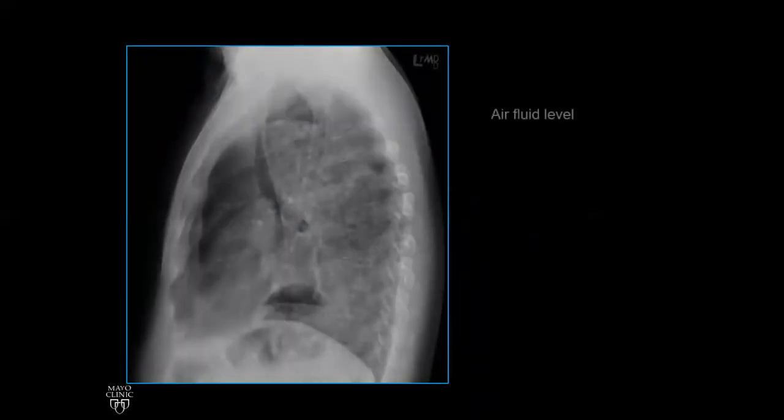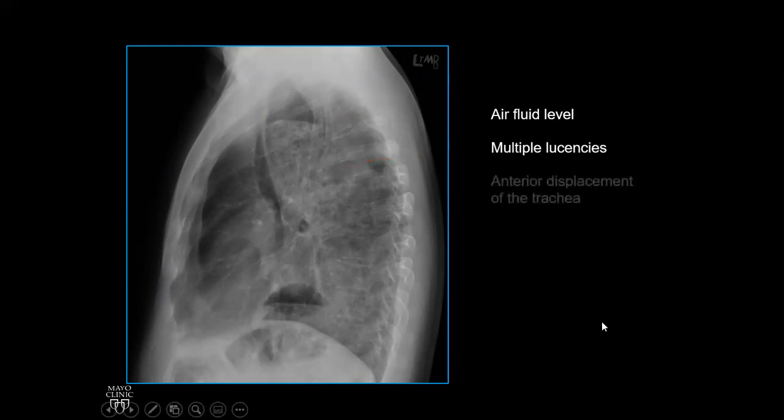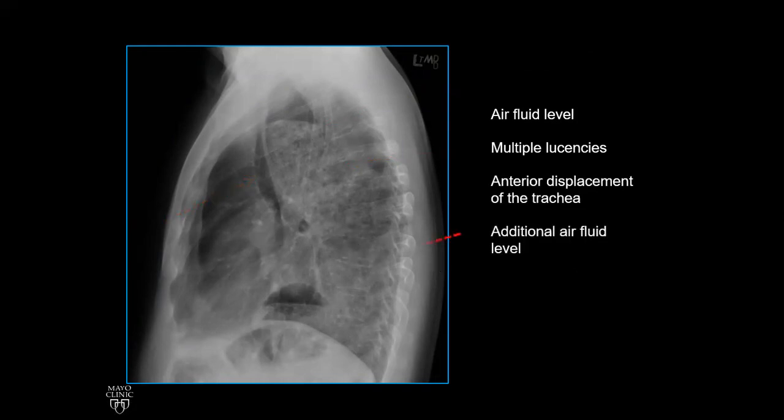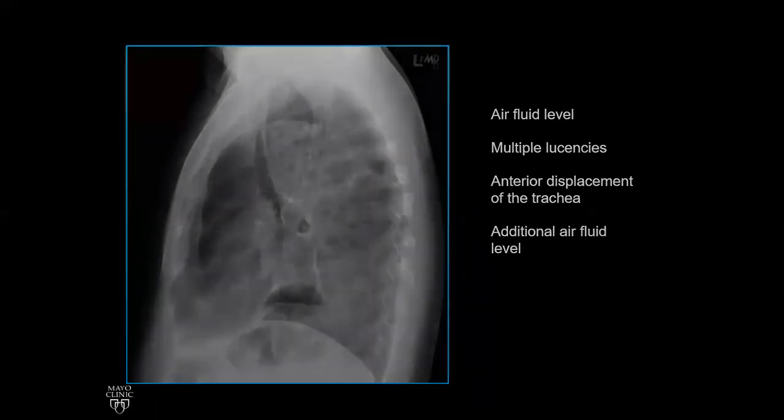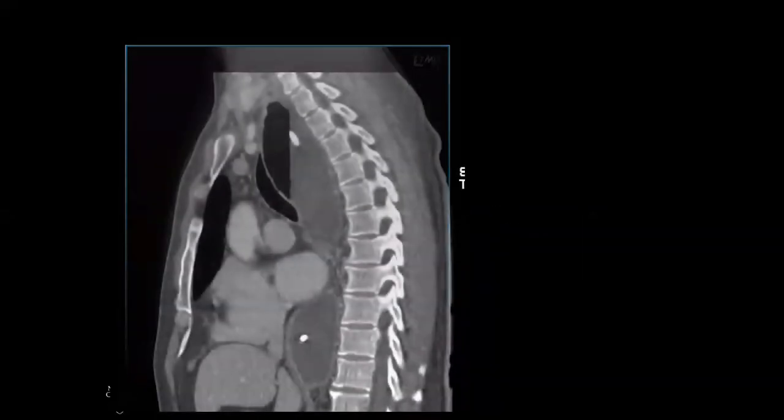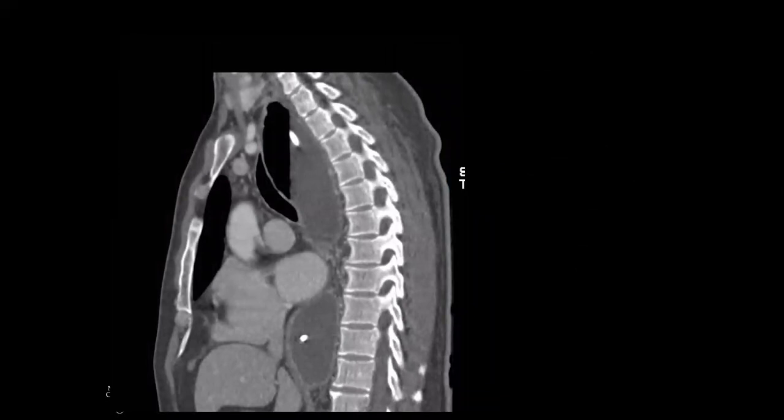Different patient. Now we see an air fluid level way up here. We see multiple lucencies here in the posterior part of the radiograph. We see anterior displacement of the trachea. We see an additional air fluid level down here. We look at the CT scan, what's going on. What do we have here?